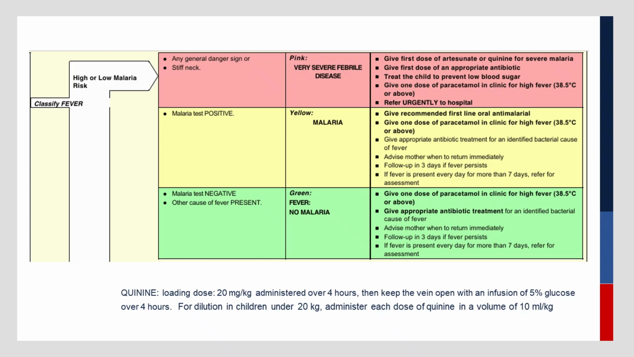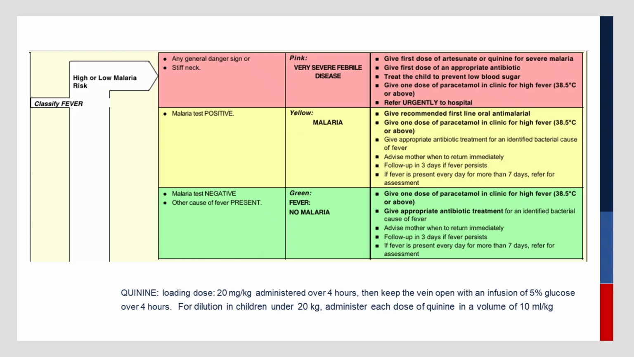That we are going to discuss what is the first line oral anti-malarial. Again, if the child has fever, you treat the fever, give an appropriate antibiotic if you find any bacterial infection with it. And then in every case that you send the child back home, you're going to counsel the mother about the danger signs.